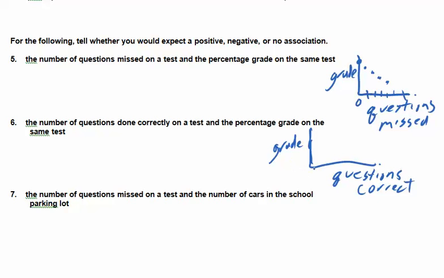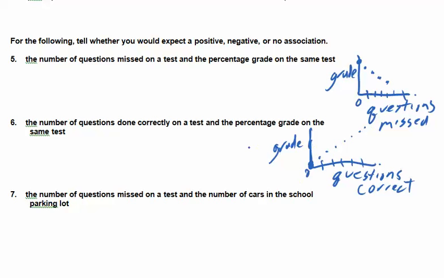So if I had 0 questions correct, I would expect a 0 on the test. And if I got a few right, the more I get right, I would expect my grade to go up and up and up and up and up. So is that a positive, a negative, or a no association? So that's a positive association because it's going up.